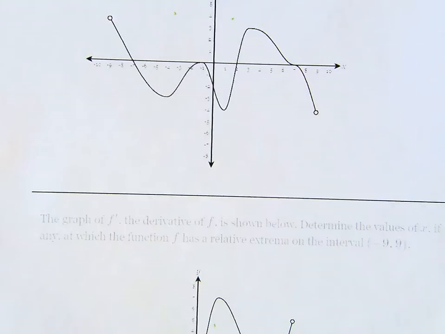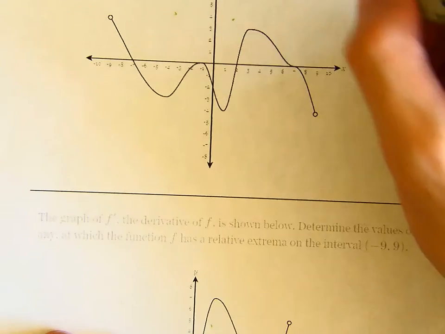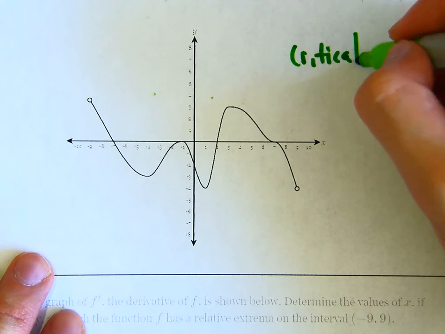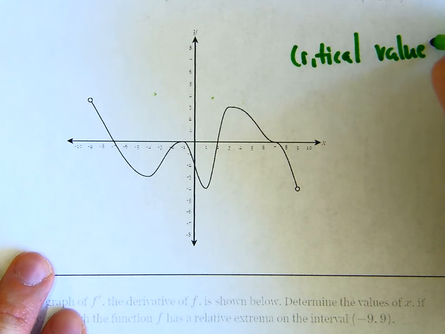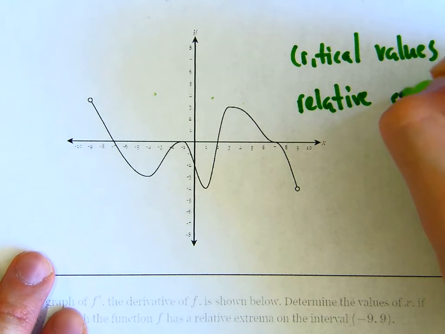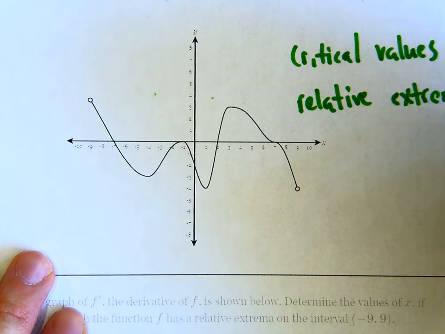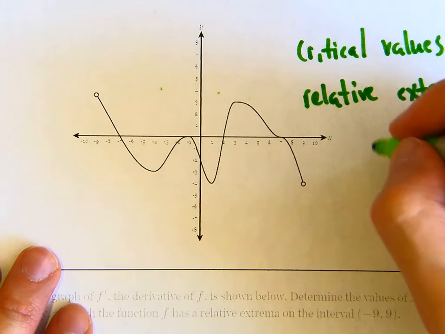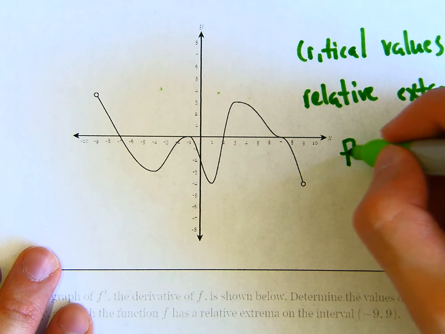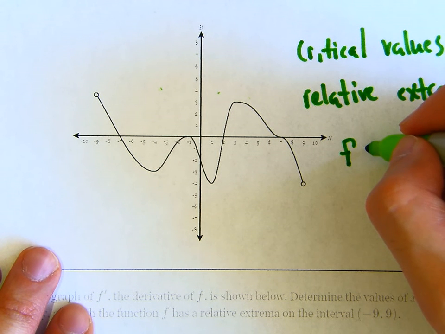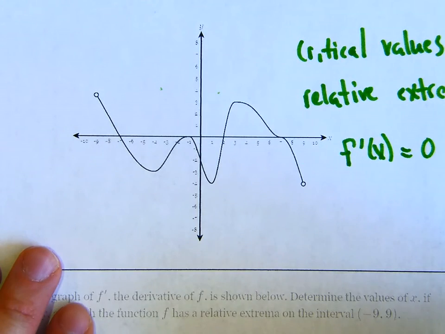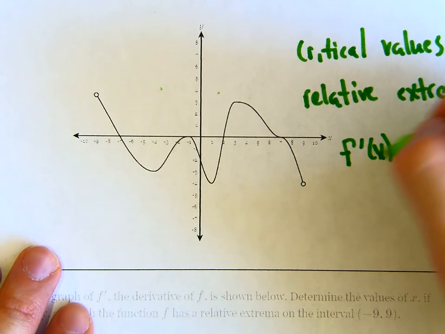And the last idea, these 2 concepts of critical values, or you could say relative extremas. This is where f prime of x equals 0. So critical values happen where f prime of x is 0.